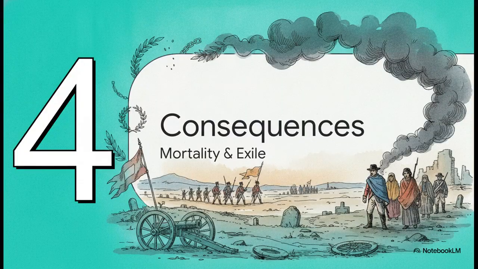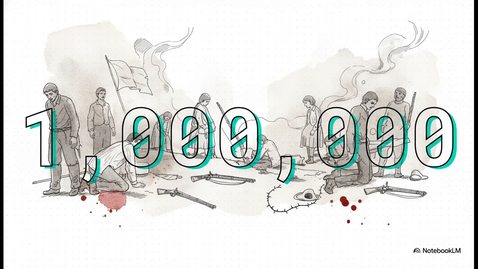This leads us to part 4, the consequences, mortality and exile. The human cost of this struggle was absolutely staggering. It's estimated that roughly 1 million people lost their lives in total across the continent. When you consider that the entire population of the region was less than 20 million at the time, the sheer scale of this demographic disaster becomes horrifyingly clear.